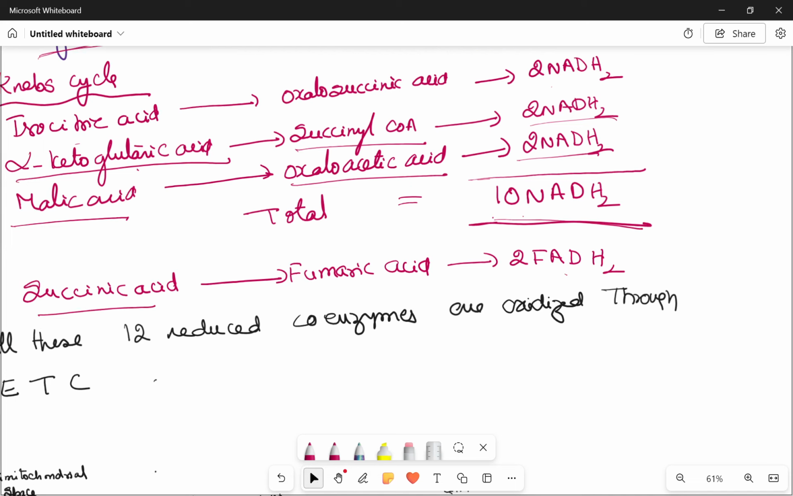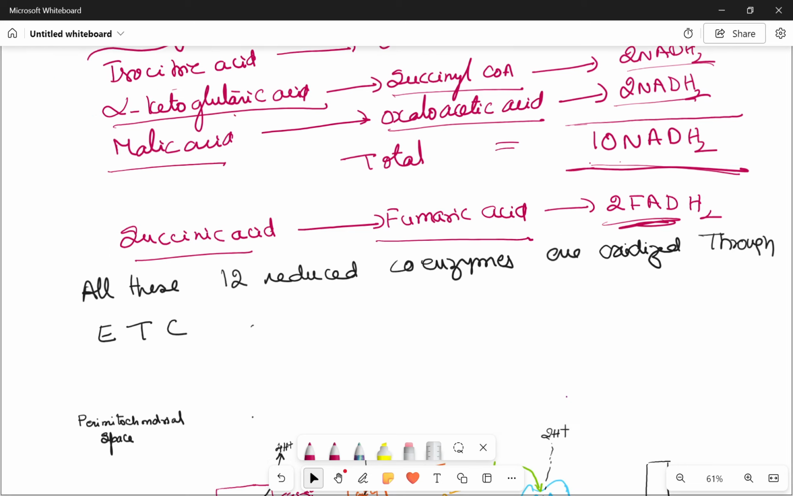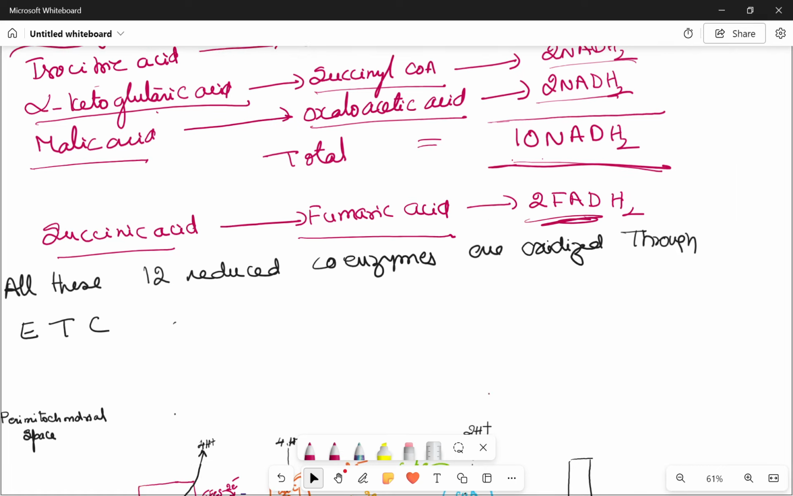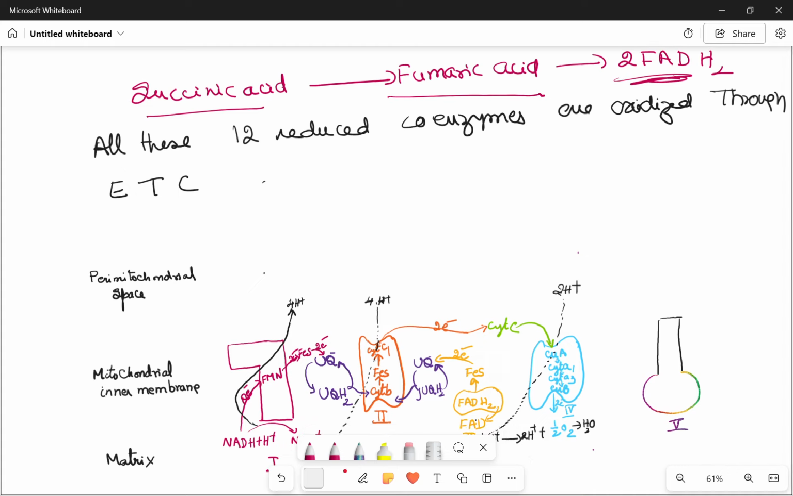And what about FADH2? Succinic acid to fumaric acid, 2 FADH2 are formed. Okay. Total 10 NADH2 and 2 FADH2. So all these reduced coenzymes, NADH2 and FADH2, enter the electron transport chain or electron transport system for oxidation.